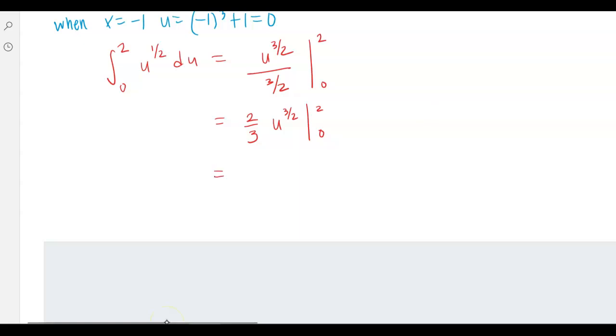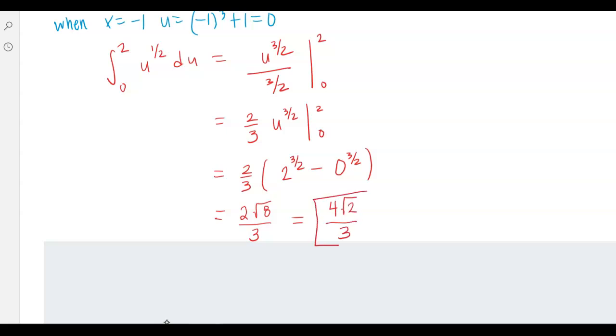So we plug in the upper bound first. So we'll have 2 to the 3/2 minus 0 to the 3/2. 2 to the 3/2, I think that's the square root of 8. I think this is 2 times the square root of 8 over 3. Or, yeah, that would be 4 root 2 over 3. This is our final answer.